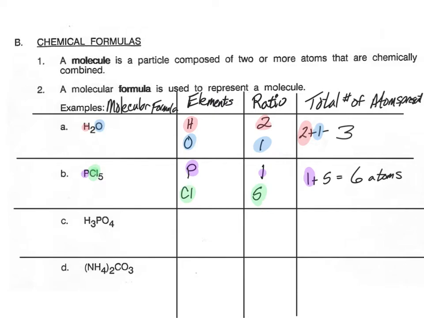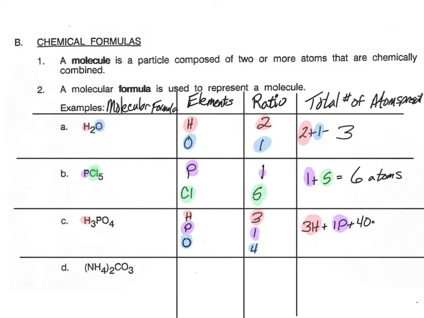Let's look at letter C. Go ahead and tell me what elements are present. You should see hydrogen, phosphorus, and oxygen. And now let's look at the ratio. We should see that there are 3 hydrogens, 1 phosphorus, 4 oxygens, which gives us a total of 8 atoms.